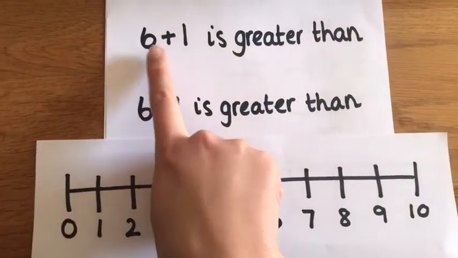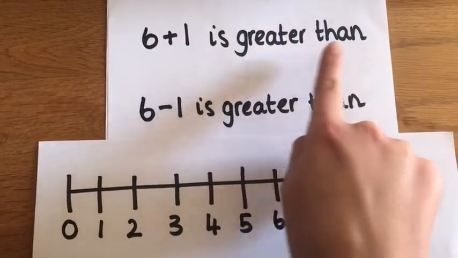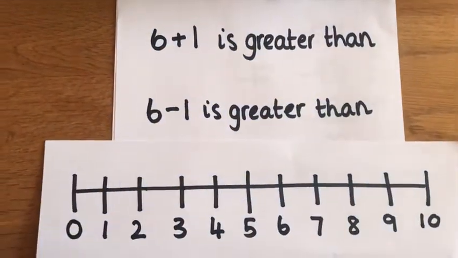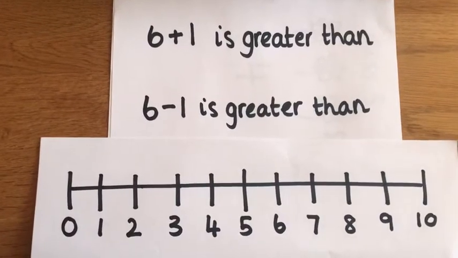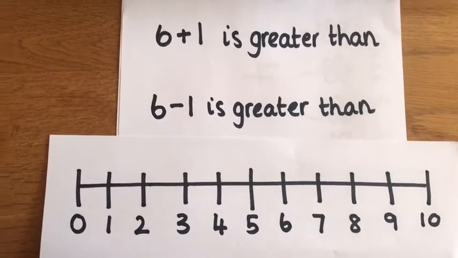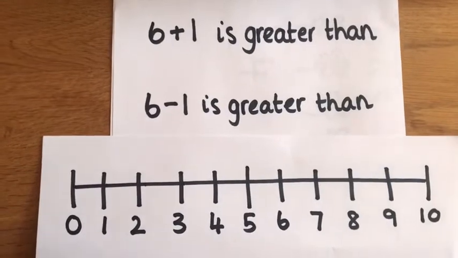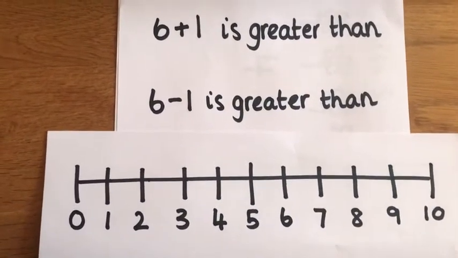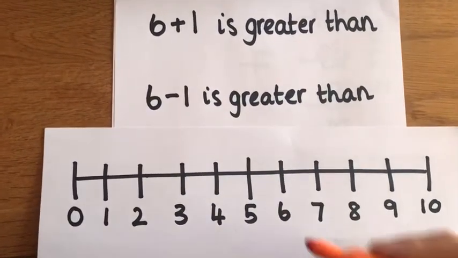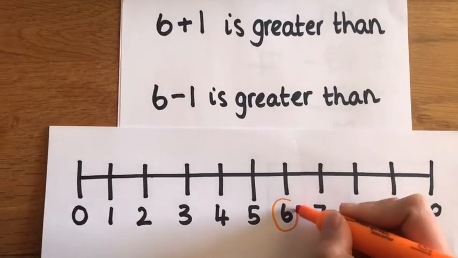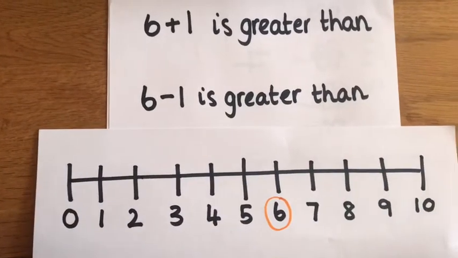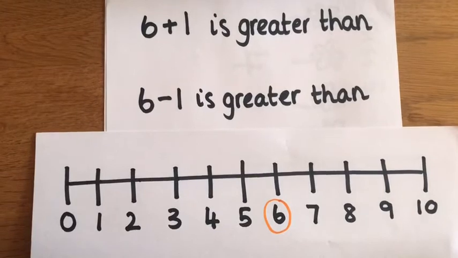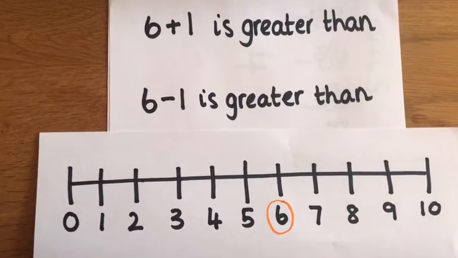Okay, now we're going to have a look at a slightly different question. This says 6 add 1 is greater than something. What is 6 add 1 greater than? Well, first of all, I need to know what 6 add 1 is. Let's have a look at our number line and do the jumps. So I'm going to start on 6. And I want to find 1 greater. So I'm adding 1. I'm finding out 1 more.